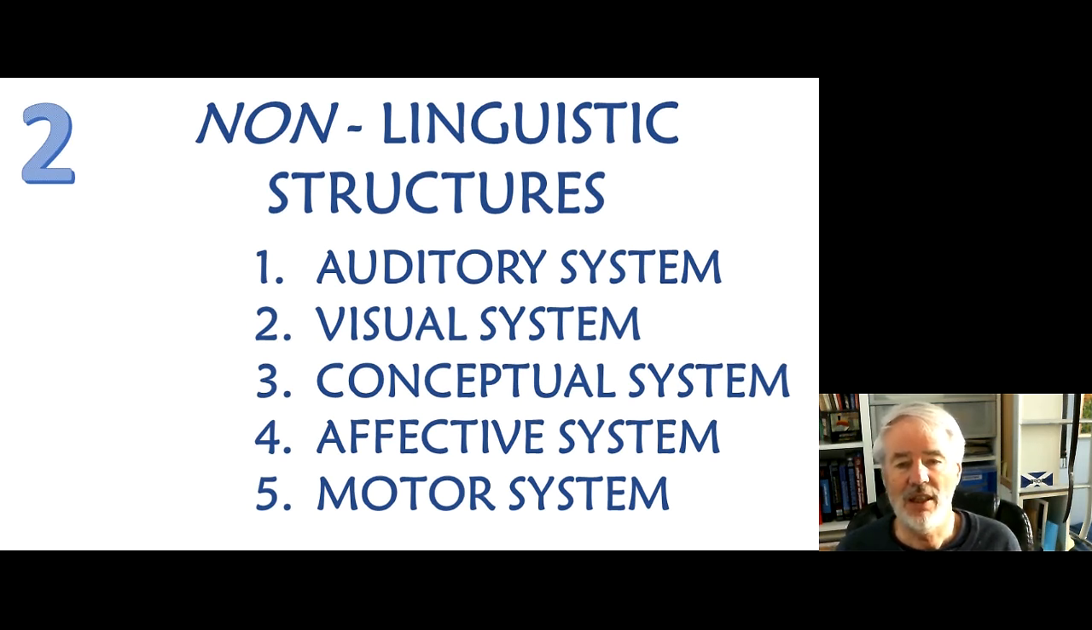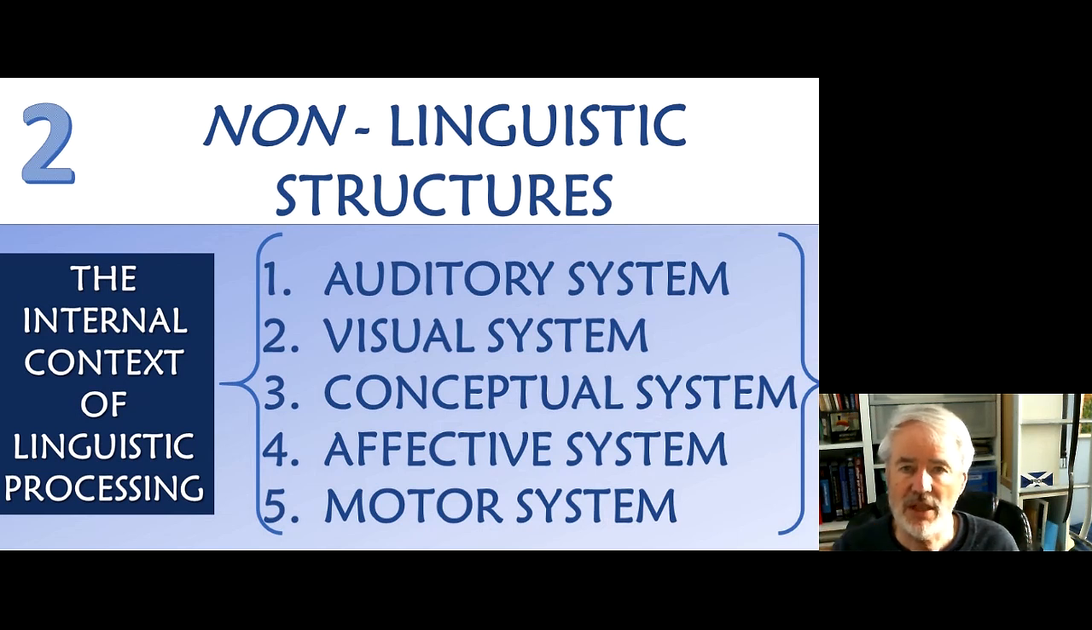And the second thing is non-linguistic structures. So language processing in general is a multi-systemic phenomenon, right? Not just syntax and phonology. That's just the linguistic structural part. But we're talking here about structures in the auditory system, in the visual system, in the conceptual system, in the affective system, in the motor system. Motor system, of course, is used for articulation, so for language production. And these things all collaborate, as it were, when we're processing language.